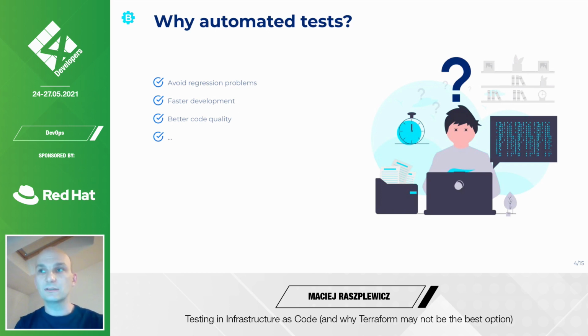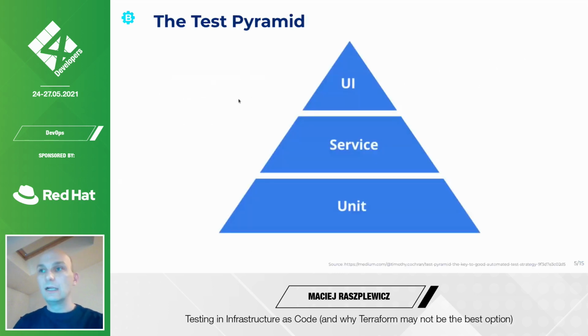Then faster development. Maybe some people disagree, but I think if we have automated tests, we can develop faster. I will tell something about it on the next slide. And of course, better code quality. There are more factors, if you have some others, there are multiple.